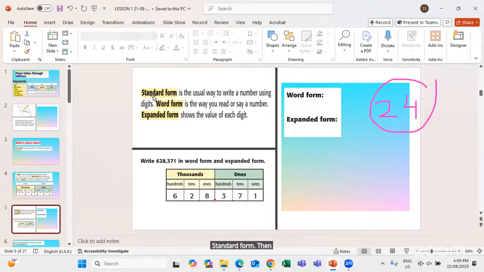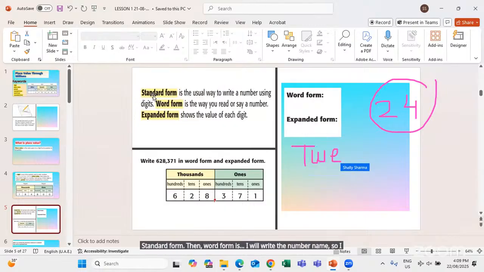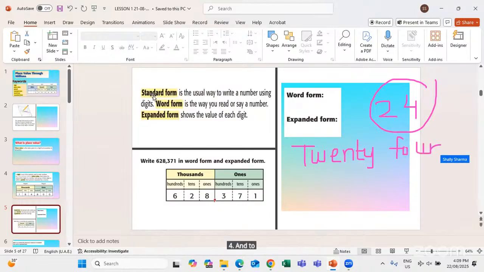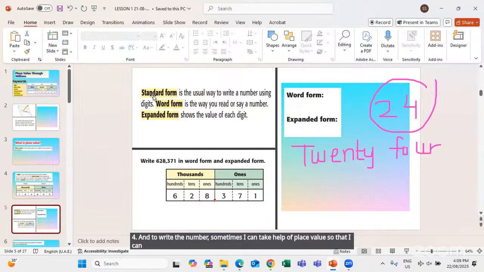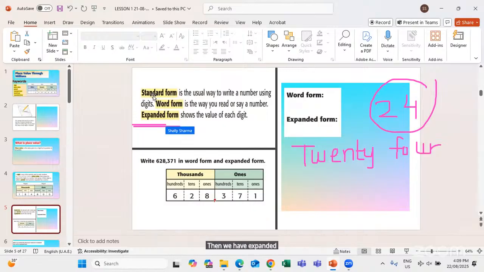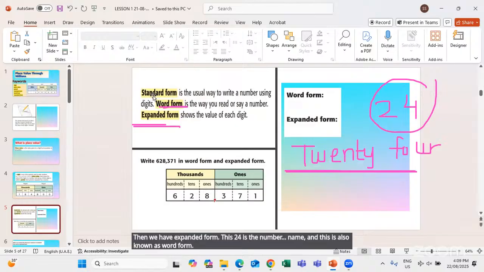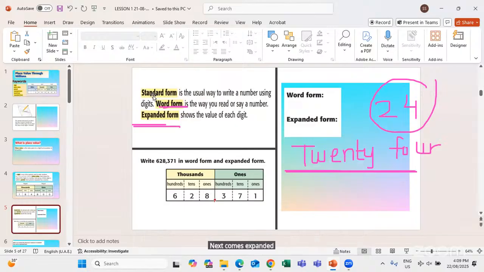Then word form is where I write the number name. So I will say 24. And to write the number, sometimes I can take help of place value so that I can read it and I can write it properly. This 24 is a number name, and this is also known as word form. Next comes expanded form, where we expand it.